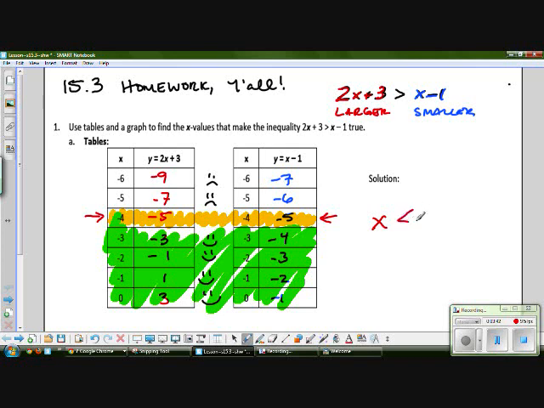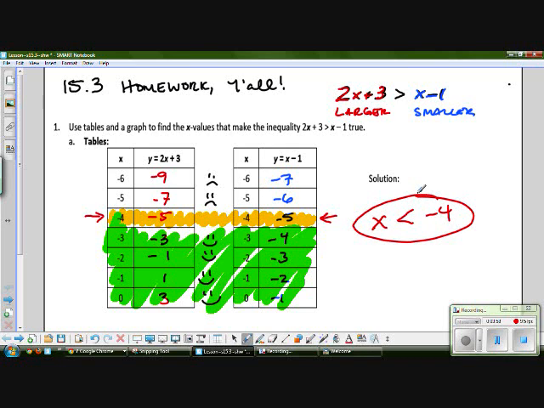Not an easy task. Tables are probably one of the least favorable ways to solve an inequality, but it is possible. All you have to do is know what the inequality means and which side should be bigger, and that should be pretty easy to pick out.